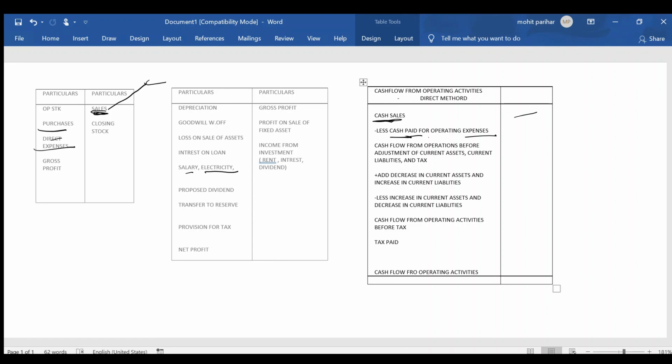Now, after we deduct cash paid for all operating expenses, we get cash flow from operations before adjustment of current assets and current liabilities. From here it is the same as it was in the indirect method. We add the decrease in current assets and increase in current liabilities, and less the increase in current assets and decrease in current liabilities, to get cash flow from operations before tax. And we reduce tax paid in cash to get the cash flow from operating activities.